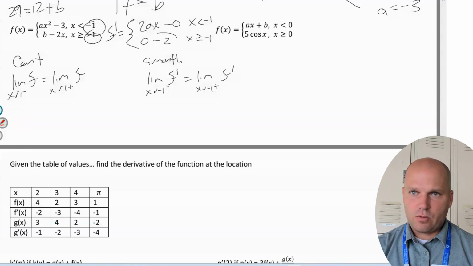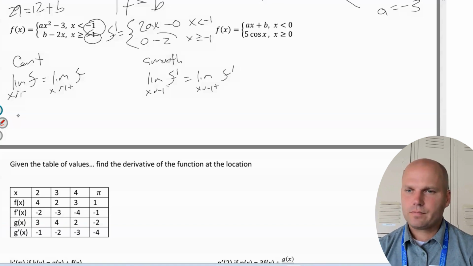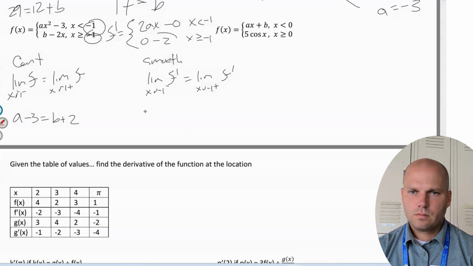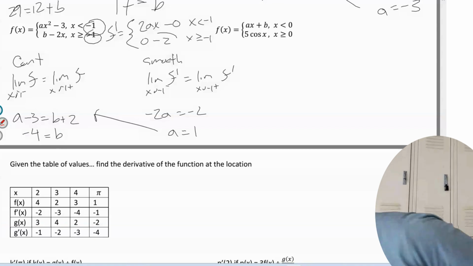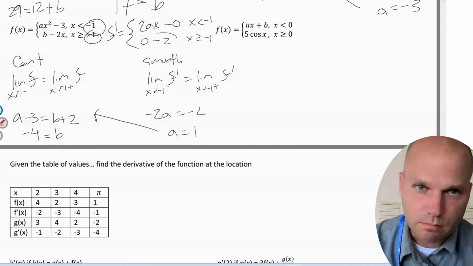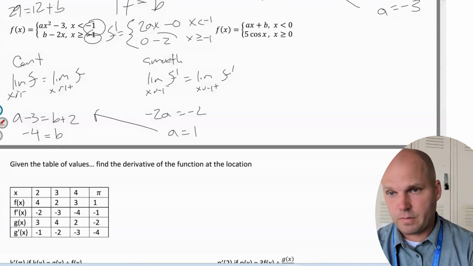A minus 3 equals b plus 2. Negative 2a equals negative 2. A equals 1. B equals negative 4. A is 1. A minus 3 is negative 2. Minus 2 is negative 4.